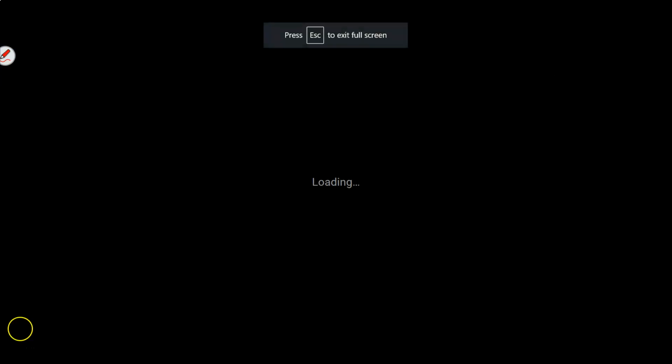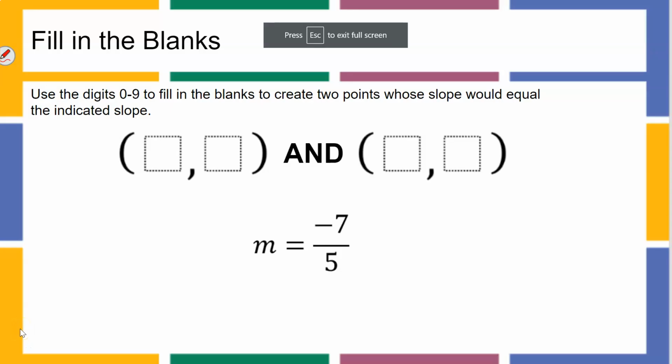This is your warm-up for today. I want you to try and fill out these 2 points with digits 0 through 9, so they cannot be a negative. You can't put like -9, -8, whatever. But when you go to subtract, they may end up a negative.